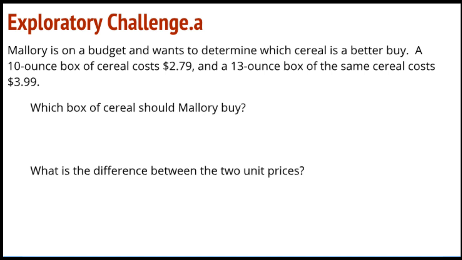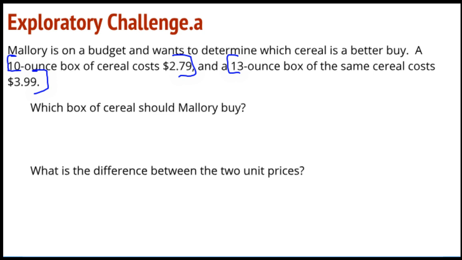So Mallory's on a budget and wants to determine which cereal is the better buy. A 10-ounce box of cereal costs $2.79, and a 13-ounce box of the same cereal costs $3.99. So the question is, which box should Mallory buy? Same cereal, different size boxes. So the real question here is, which is the better price? So we need to get these down to a unit rate. I have a rate here, 10 ounces for $2.79 and 13 ounces for $3.99. And I would like to get these to unit rates, so a per 1 ounce.